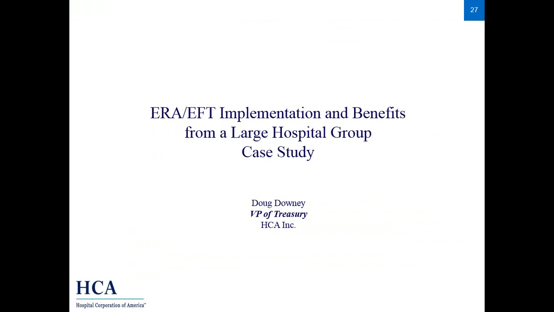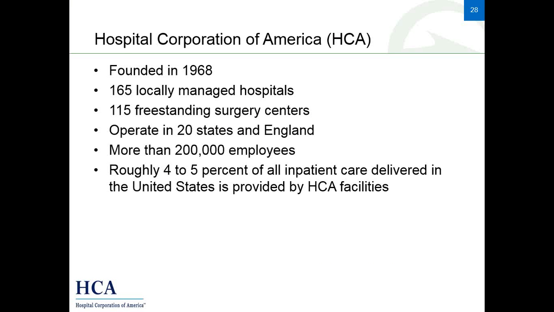And Tyler, we can go on to slide 28. We'll jump right in. A little background and level setting on Hospital Corporation of America. $38 billion in annual revenue. Obviously, a number of hospitals, acute care hospitals, ambulatory surgery centers, and physician practice management offices spread across the United States of America, as well as in England.